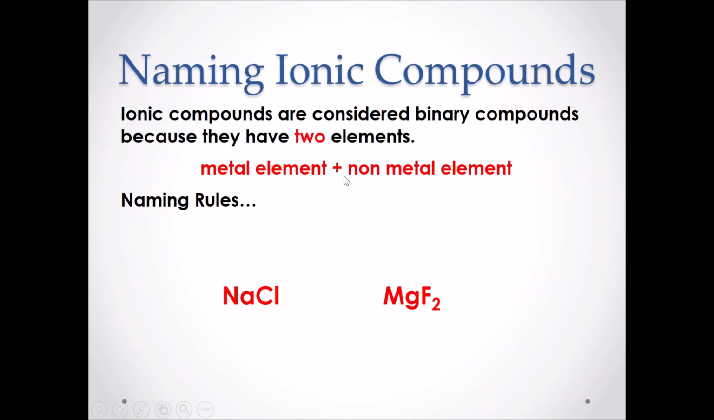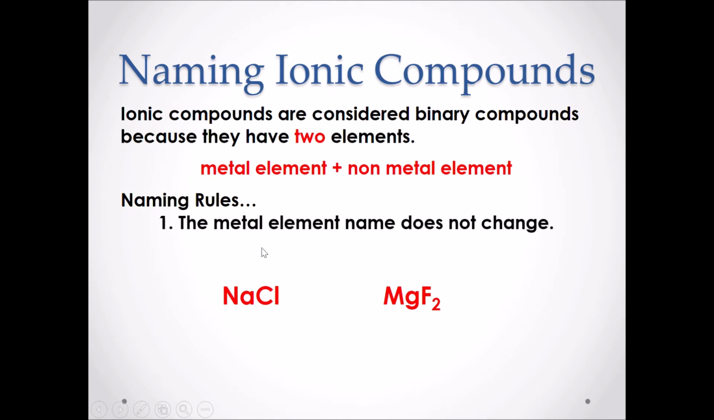Naming ionic compounds. Ionic compounds are considered binary compounds because they have two elements. That would be a metal element plus a non-metal element. The naming rules are, number 1, the metal element name does not change. Number 2, the non-metal ending changes to IDE.